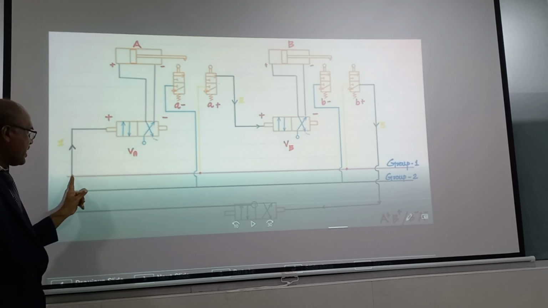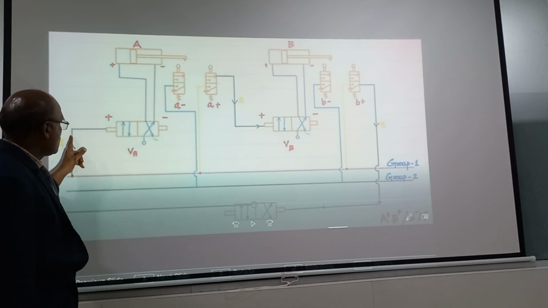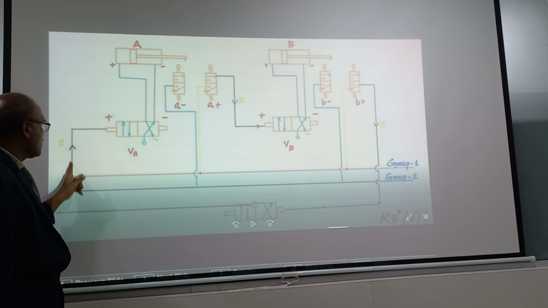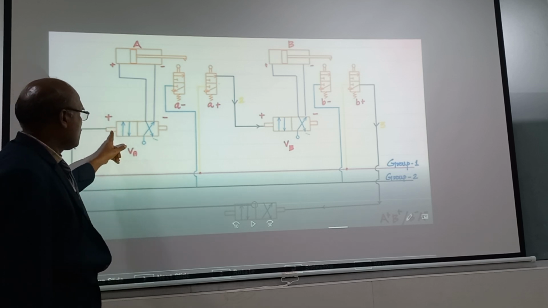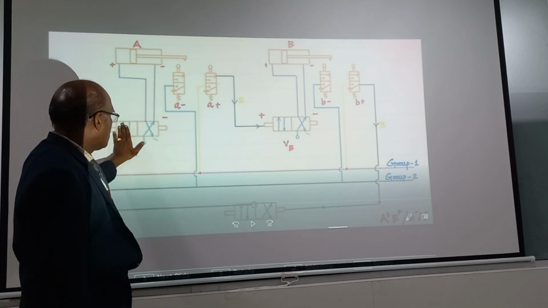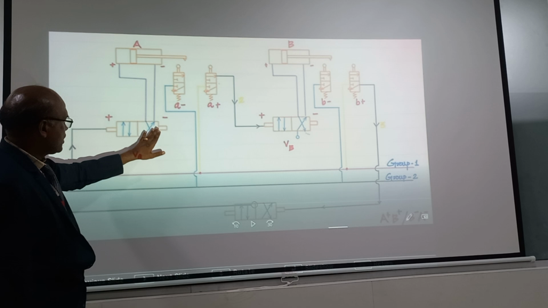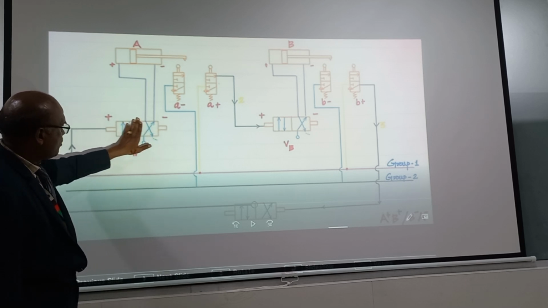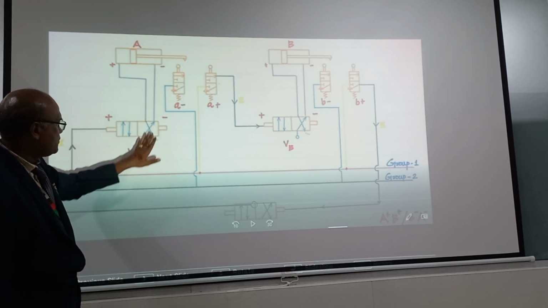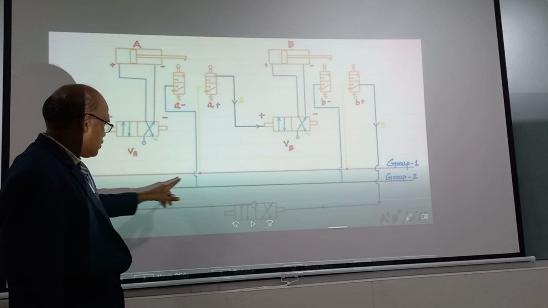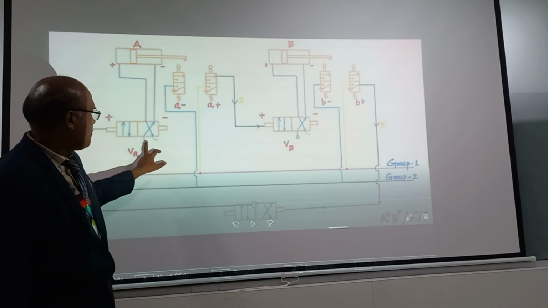So since I am giving direct connection from here, this low pressure line will go to the pilot operated DC valve. Now the port will change to left mode. So this port will come to here, this portion will come to here. So this is the low pressure line and this is the high pressure line.